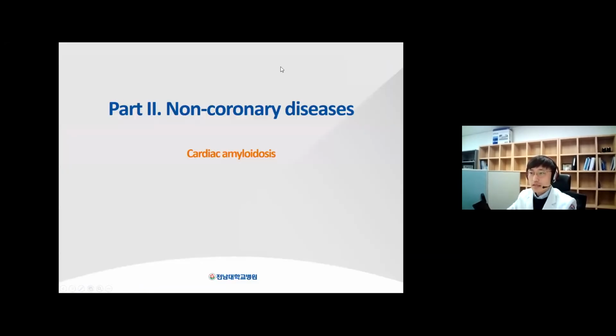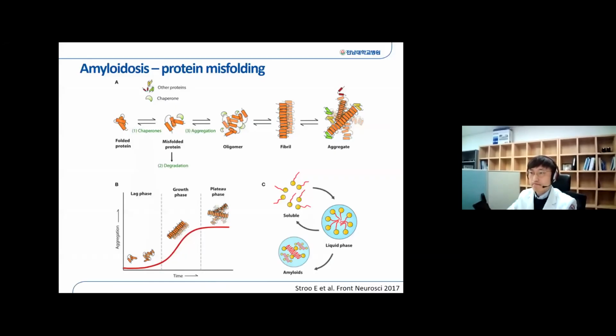The second disease entity is cardiac amyloidosis. Amyloidosis is a protein misfolding disease, and the misfolded protein is aggregated, forming oligomeric fibrils, and they accumulate in various organs. It can accumulate in any part of the body, and especially when it involves the heart, it can be life-threatening, causing some restrictive type of cardiomyopathy.